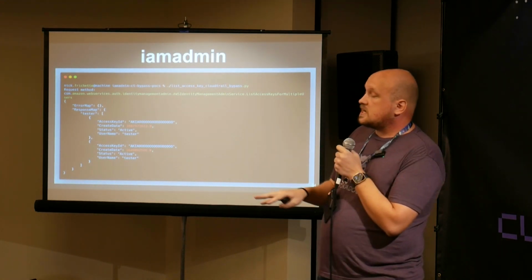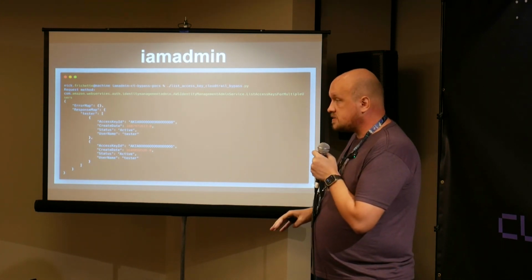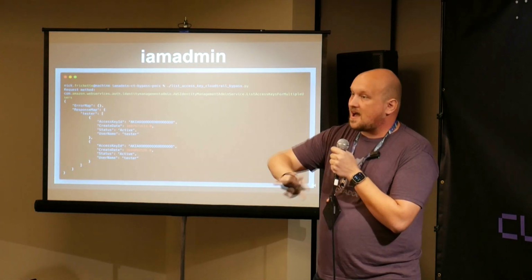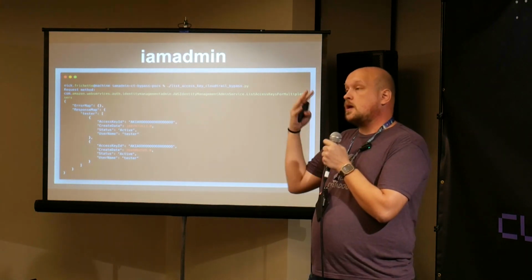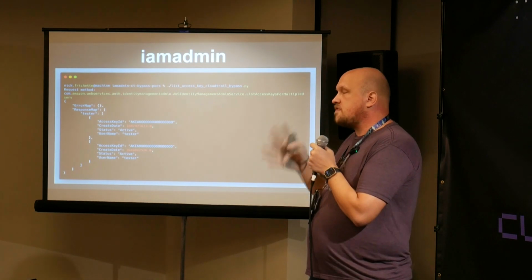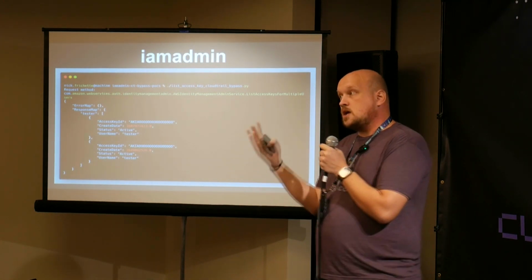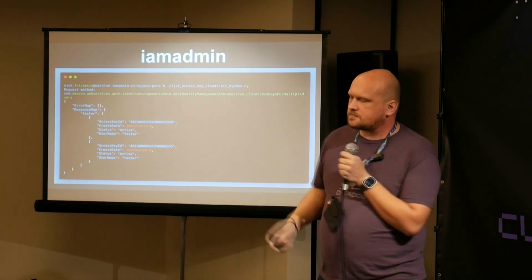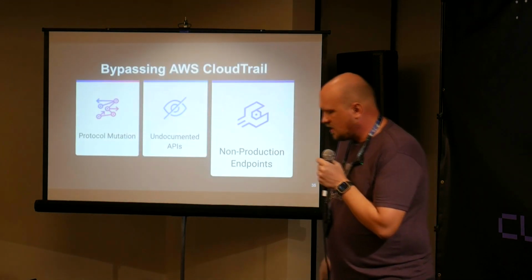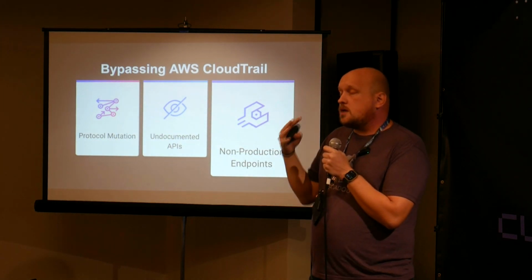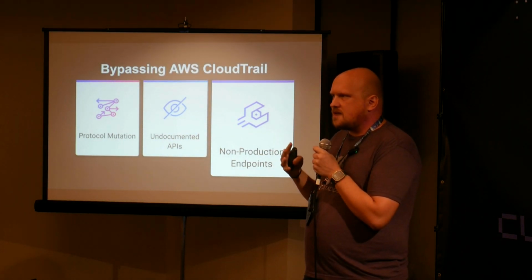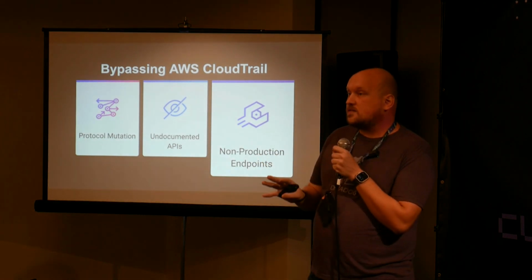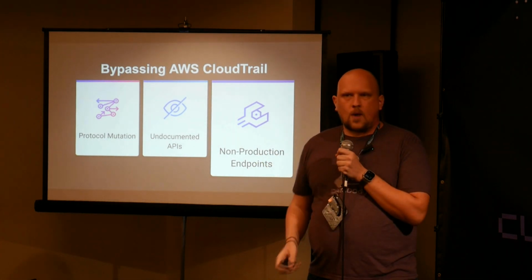Now, this specific example has since been fixed by AWS. Any calls to IAM admin will show up as the equivalent IAM operation in CloudTrail, but due to the sheer number of thousands of undocumented APIs, it makes you wonder what other APIs behave in a similar manner. And that takes us to a pretty exciting topic, non-production endpoints. Personally, I think this is the most likely to return future CloudTrail bypasses with relatively little effort, and we'll talk a little bit about why that is.